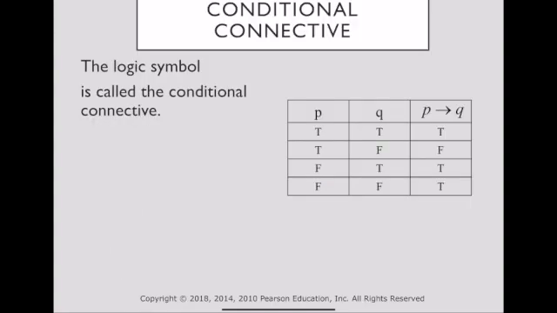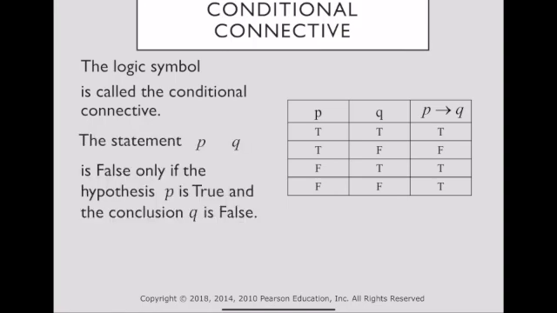Next, we'll look at the conditional connective. This is implication. The statement P implies Q is false if and only if P is true and Q is false. So, true implies true is true. True implies false is false. False implies true is true. And false implies false, that's true. So it's only false when we have a true P implying a false Q.